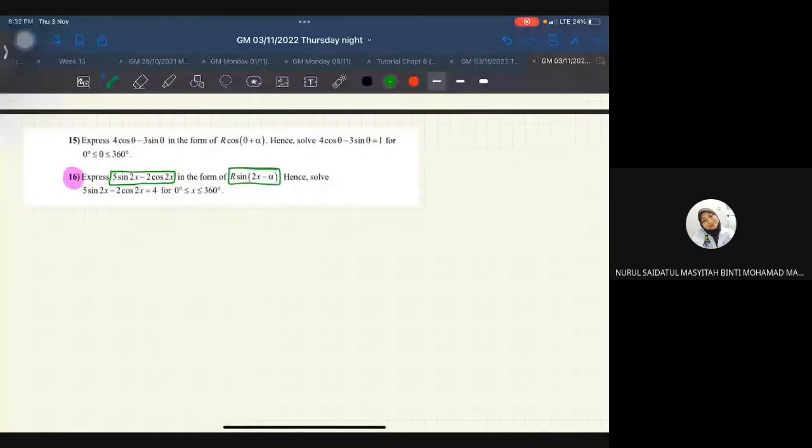Okay, so kalau ikutkan, awak akan dapat nilai for R is root 29. Okay, so this is gonna be root 29, and then you get root 29 sin (2x minus 21.80). Okay, so ini apa yang awak dapat lah.